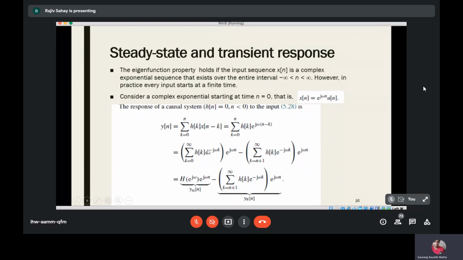So you will get here the DTFT of h of k, which is H of e to the power j omega, into e to the power j omega n. That is the steady state response. This is going from 0 to infinity. And here you get what is called the transient response. So e to the power j omega n is fed into this mathematical function, which represents the transient response because it is going from n plus 1 to infinity.